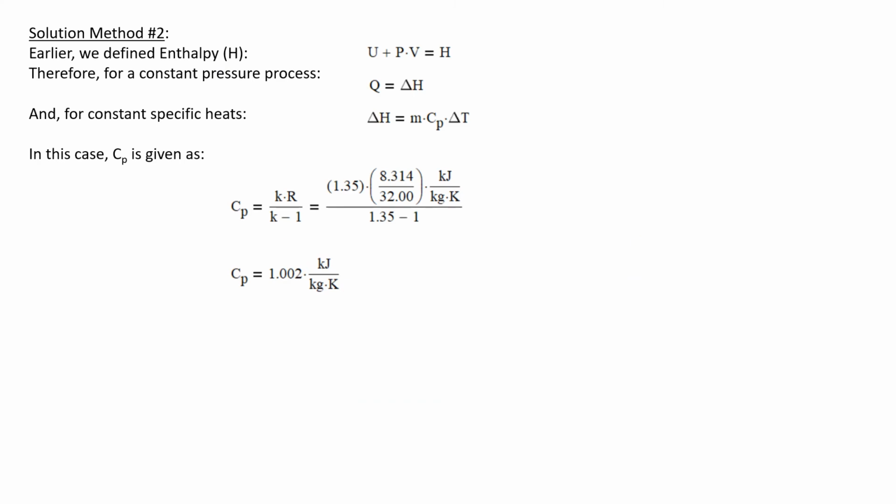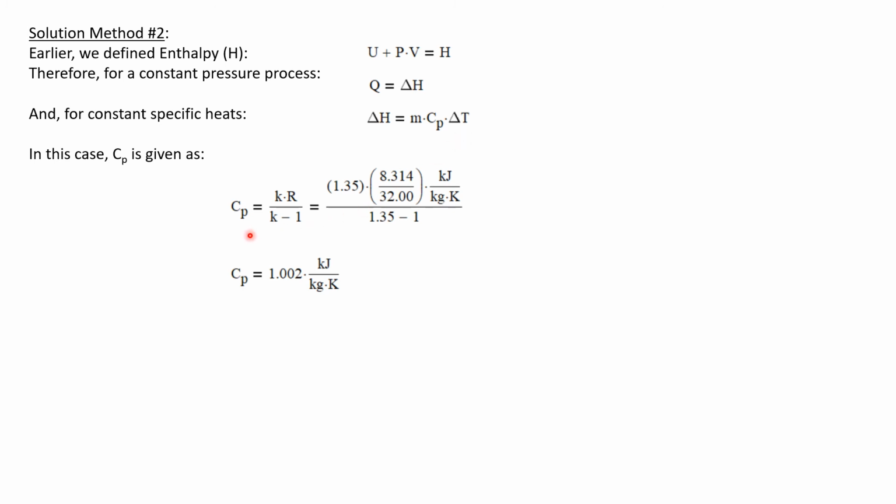Let's look at a second way of solving this problem using the concept of enthalpy that we introduced earlier. Remember, we said enthalpy H was just U plus PV. And so if we solve our energy equation for a constant pressure process, we get that Q is delta H. But delta H, when we invoke constant specific heats, is the mass times C sub P times delta T.